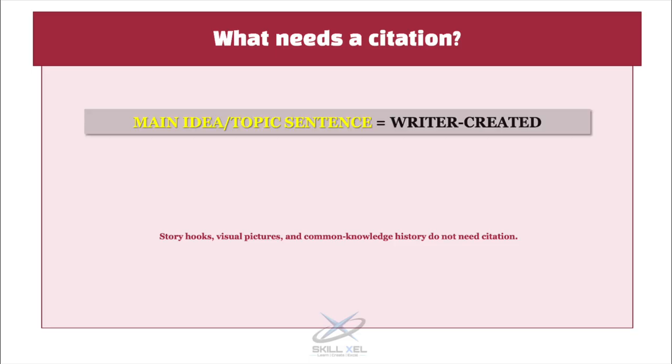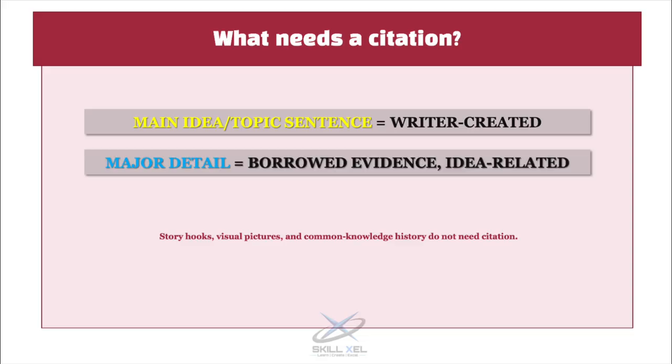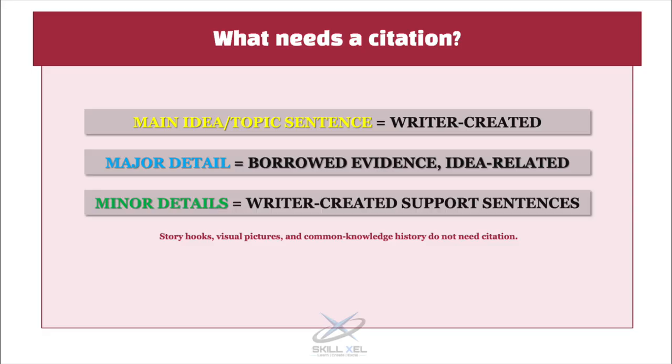So, what needs a citation? Main ideas and topic sentences do not need a citation. These are writer created, meaning you're the one who created that sentence. However, you will need to cite borrowed evidence or a major detail when the idea is related to the main idea. So these are idea related sentences, but they summarize from the source material what your idea is talking about.